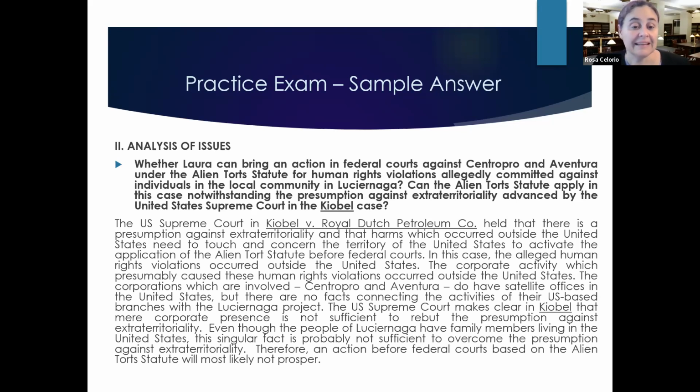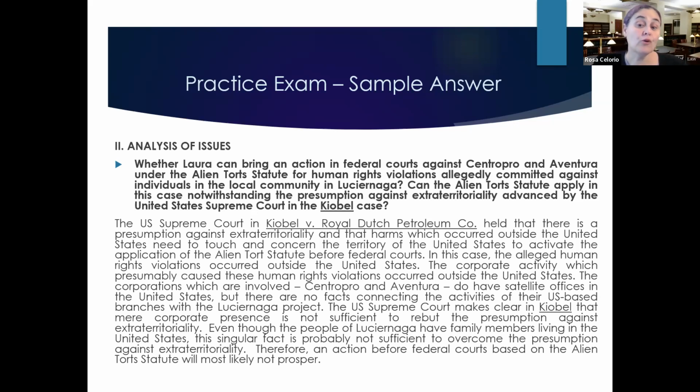In this case, the alleged human rights violations occurred outside the United States. Remember, you start applying those facts as you navigate the rule. The corporate activity, which presumably caused these human rights violations, occurred outside the United States. The corporations which are involved, CentroPro and Aventura, do have satellite offices in the United States, but there are no facts connecting the activities of their US-based branches with the Luciérnaga project.